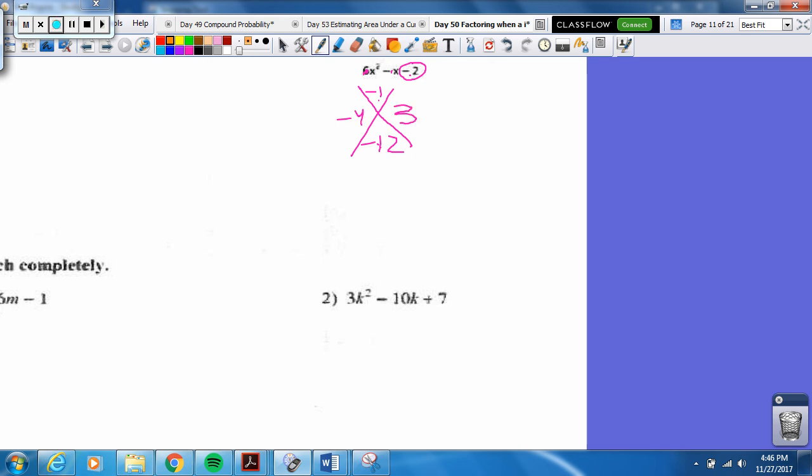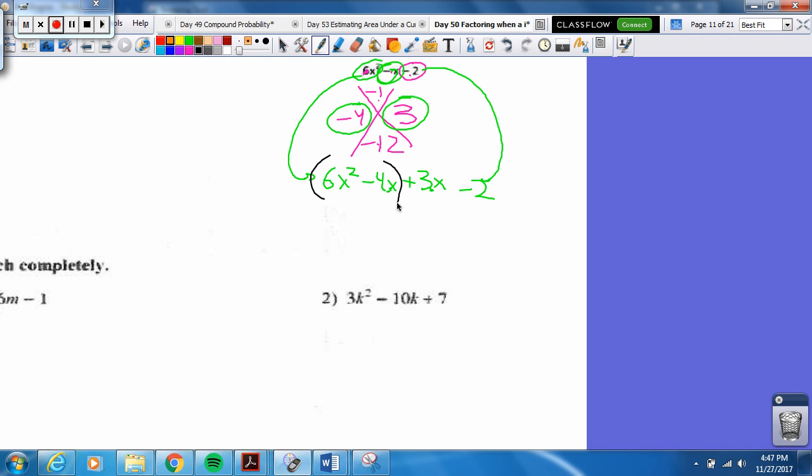Okay, so split. I take my first term, bring it down, 6x squared. Take these terms now, negative 4x plus 3x. Got it. What am I going to do now? Bring the last term down, minus 2. What's negative 4x and 3x? That's negative 1x, which is that right there. So I just expanded this. Next, parentheses. Get your two binomials going.